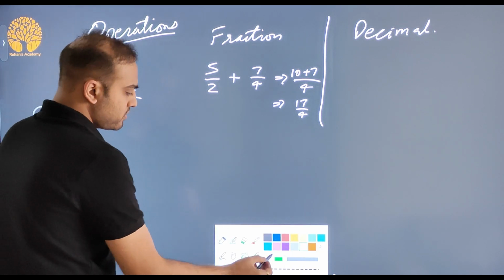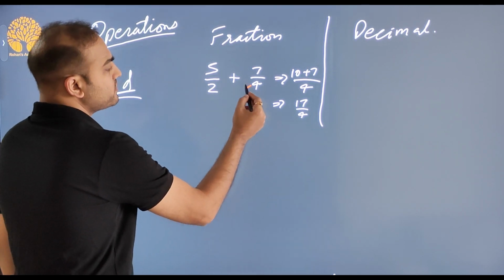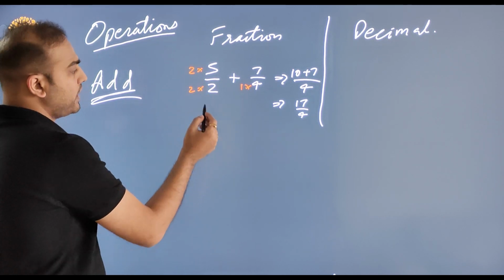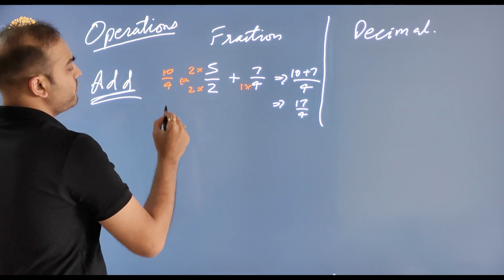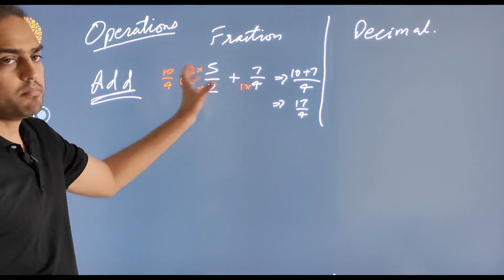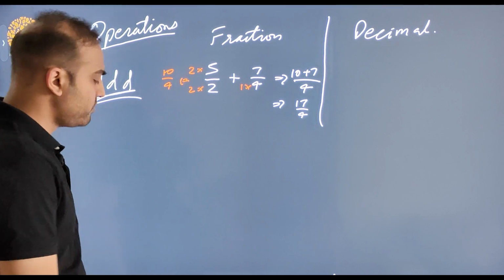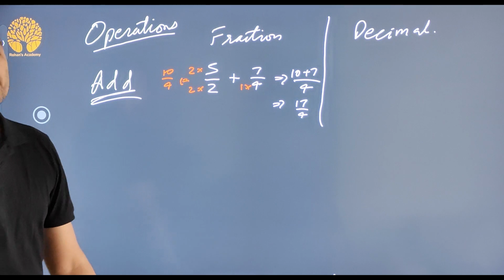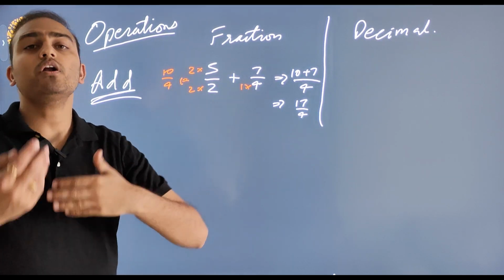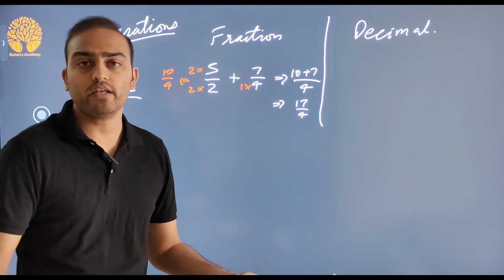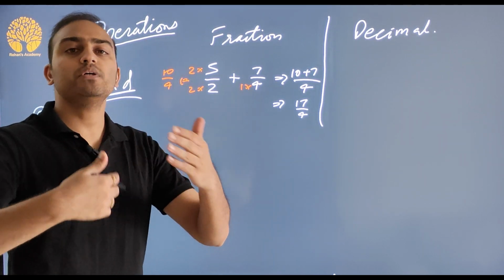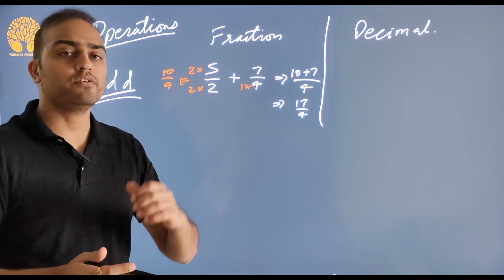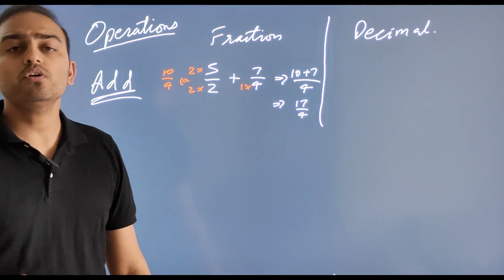What did we do here? In order to make the denominator same, I multiply this by 1, multiply this by 2, so that this becomes 10 by 4. Now that the denominators are same, I simply add 10 plus 7 by 4, 17 by 4, right? Now some of us think, can't I just multiply? I am not able to do LCM. That's okay, that's fine. LCM is, you have to simplify your answer to the least fraction.